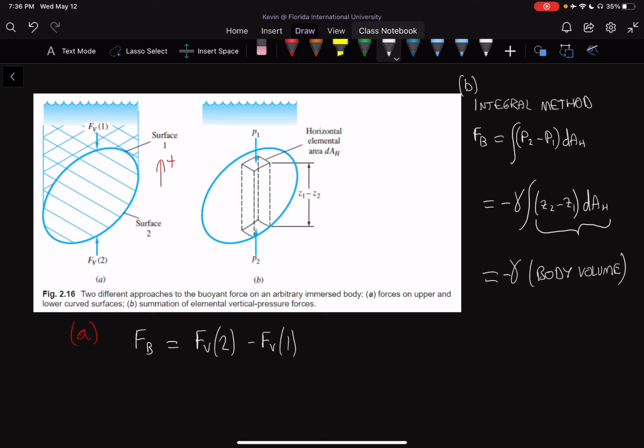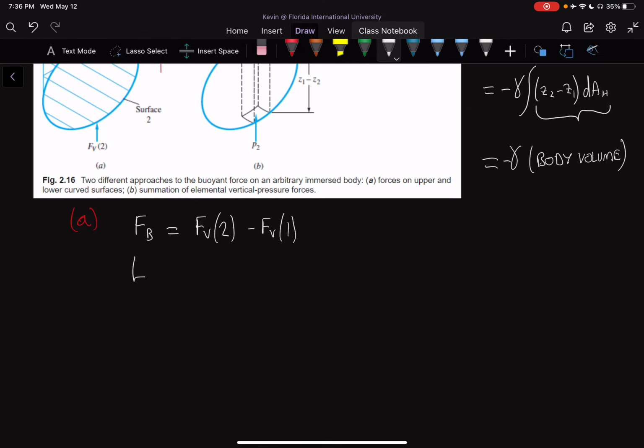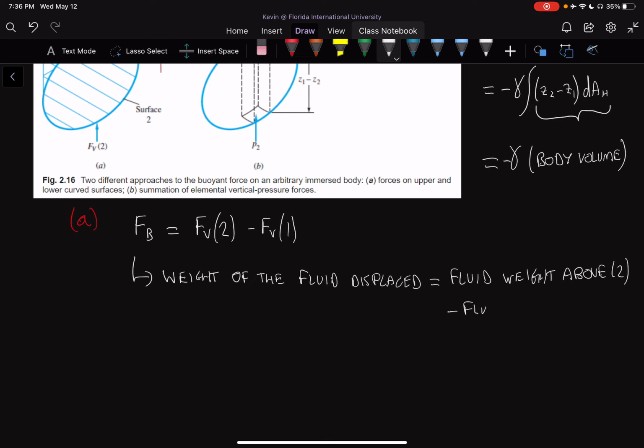Okay, so if we want to talk about this, back to part A, if we want to look at it more in terms of text, we would say that the weight of the fluid displaced is equal to the fluid weight above surface 2 minus the fluid weight above surface 1, just to look at it in terms of weights.